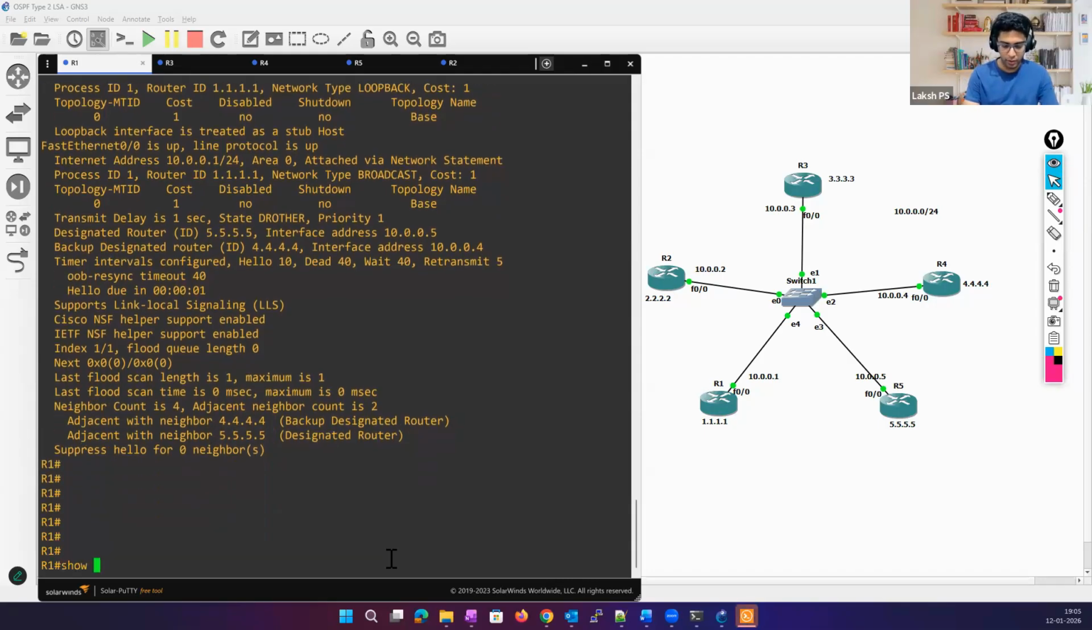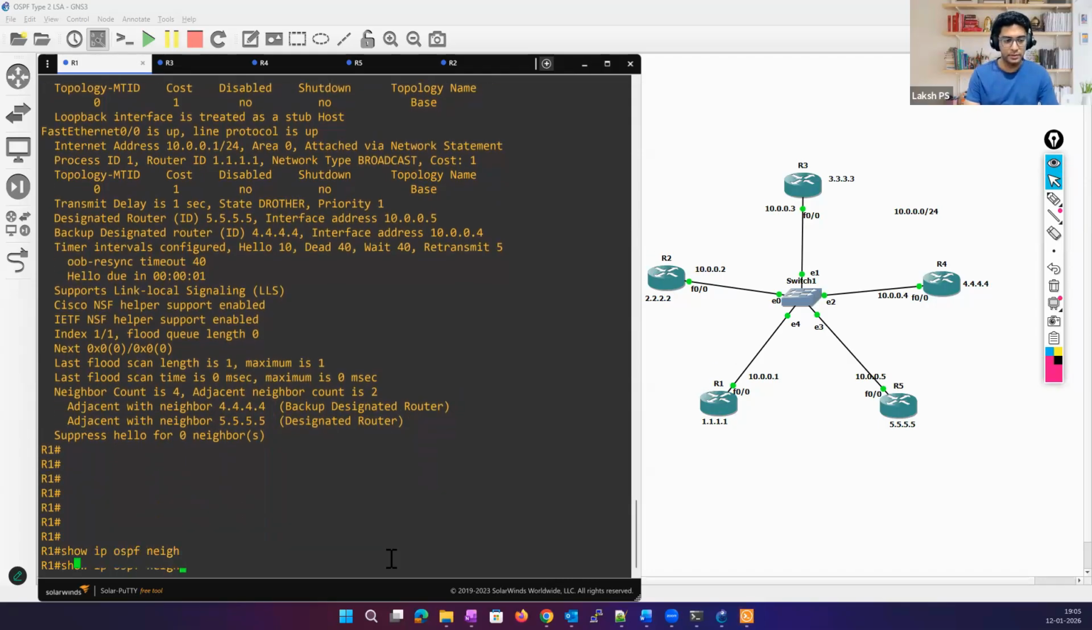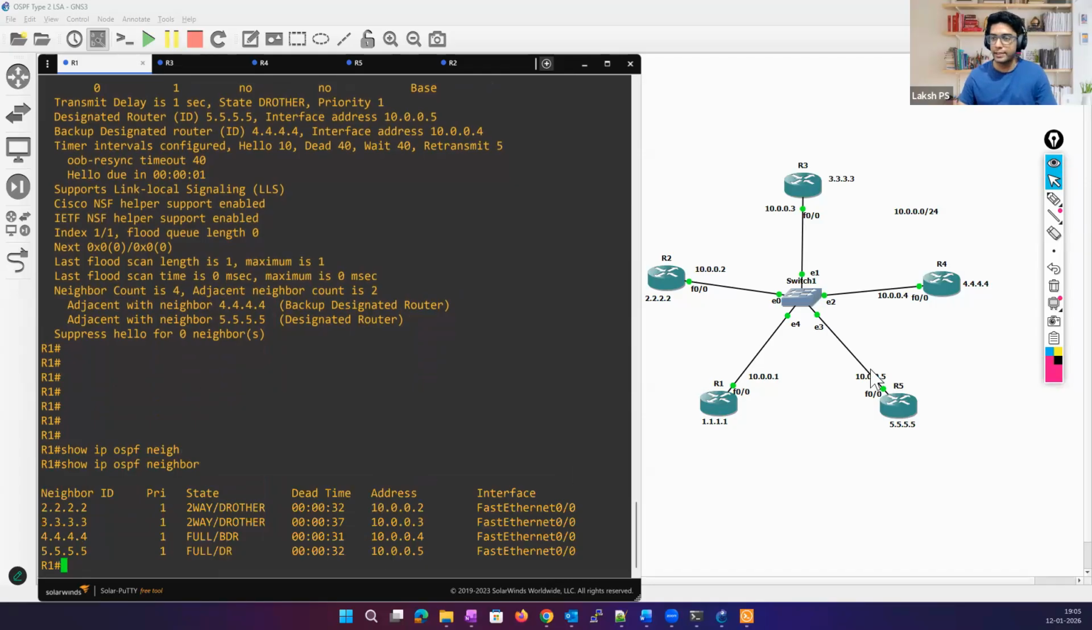Okay, show ip ospf neighbors. You can clearly see here that we are on R1. R1 has formed a two-way state with R2, a two-way state with R3, but a full state with R4 and R5. And that is what we see here. The neighbor count is 4, right? You can see the neighbor count is 4.